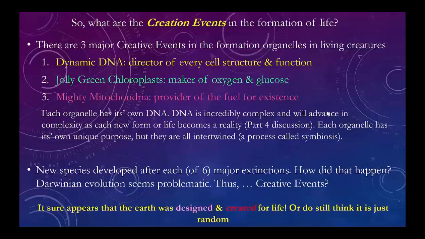They're incredibly complex, and every time you go from a single cell to multicellular, to the early animals with legs, eyes, ears, all those things, the DNA in all three of these must increase. We're going to show that in more detail in part four. Each organelle has its own unique purpose, but they're all intertwined. The circle of life involves all of them. And the process is called symbiosis, where whatever happens in one plant may affect the next plant, and so on and so forth. Now, new species developed after each of the major six extinctions.